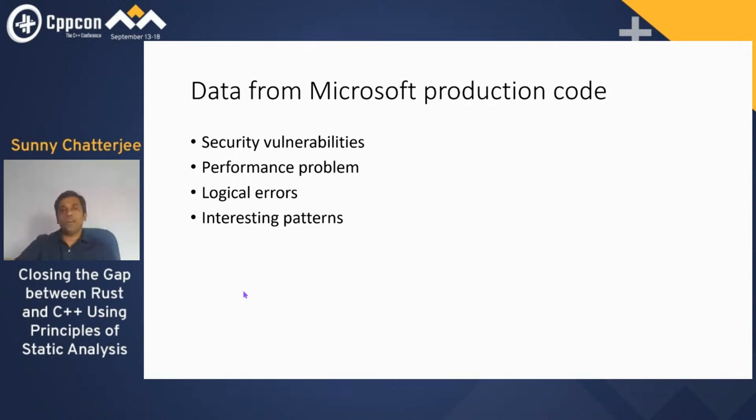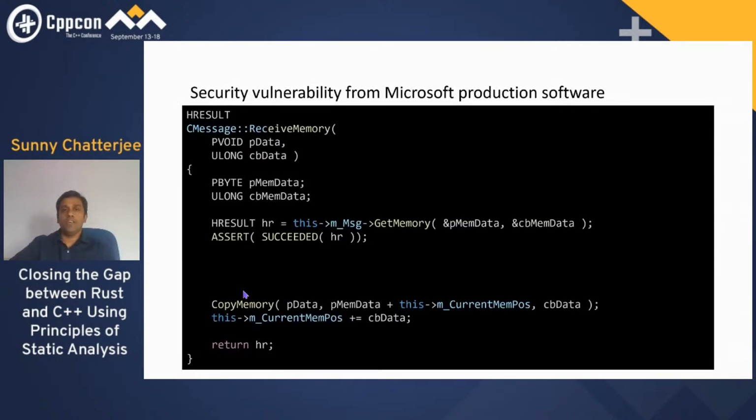Next, I wanted to share some data from Microsoft production code. We run static analysis tools in Microsoft on millions of lines of shipping C++ code. And from time to time, we find interesting bug patterns, vulnerabilities, logical errors. So it's always fun to come back and talk about these patterns. So next, I'm going to share a security vulnerability we found in one of the production software at Microsoft recently.